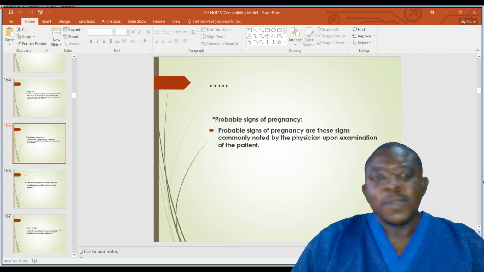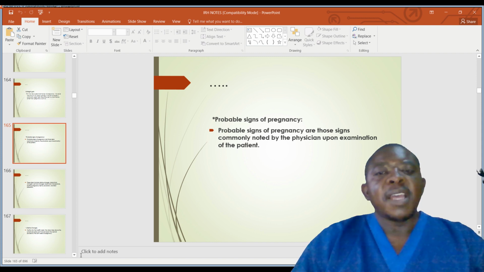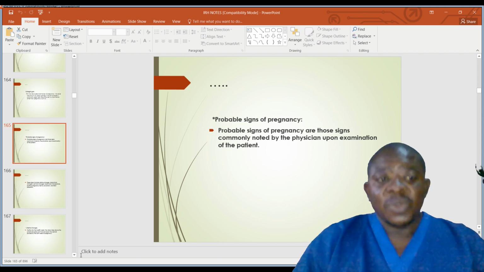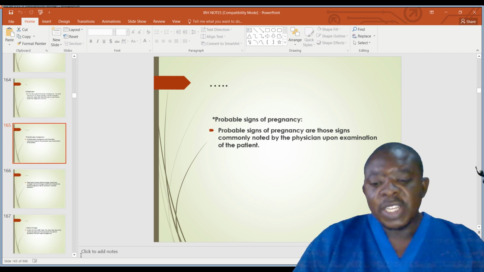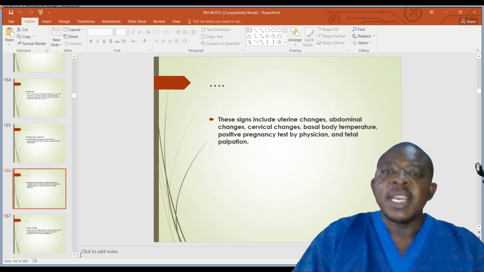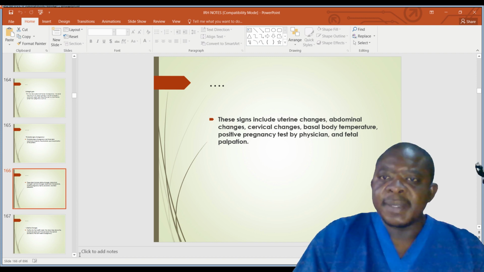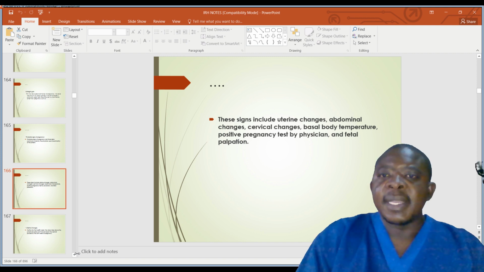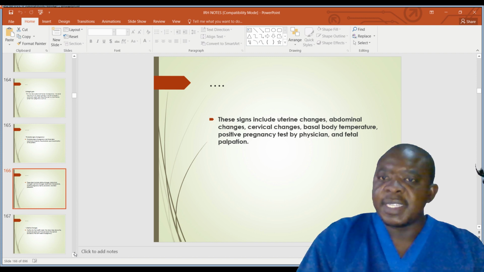In probable signs and symptoms, the physician may need also to do a thorough examination to confirm a pregnancy. These signs include uterine changes, abdominal changes, cervical changes, basal body temperature changes, positive pregnancy test by physician, and fetal palpation.